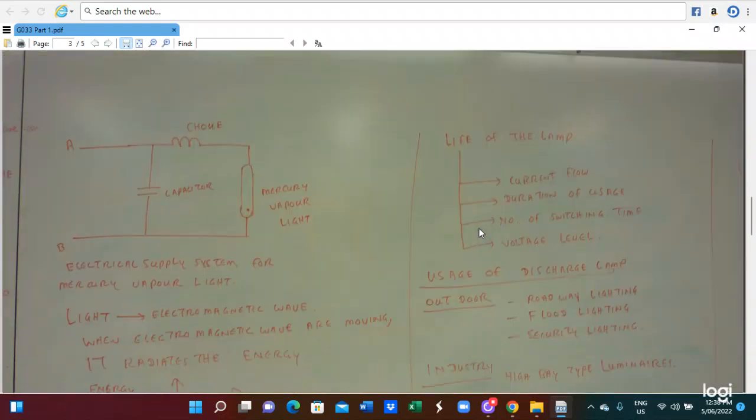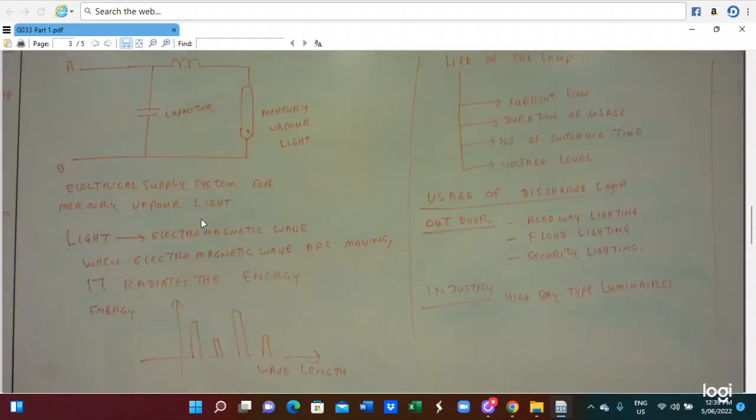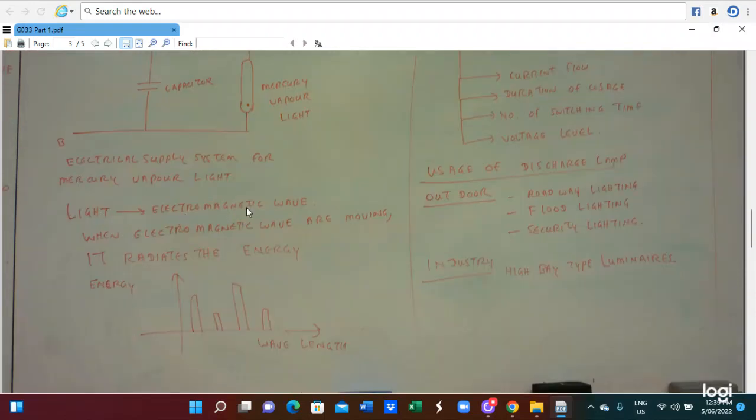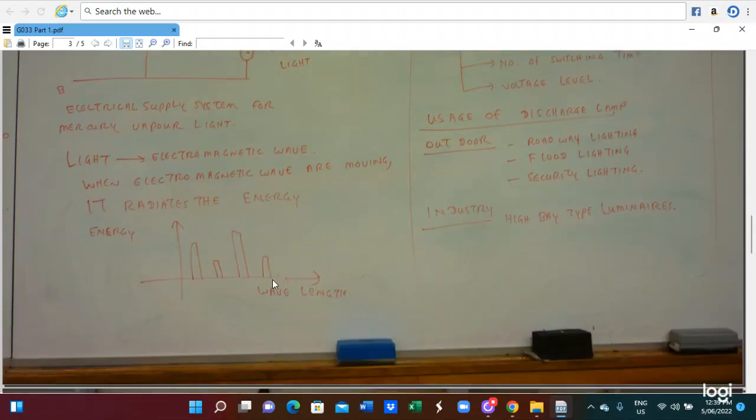This is the lighting circuit diagram here. This is the choke, this is the capacitor, this is the mercury vapor light. So the electrical supply system for the mercury vapor light is this diagram. Light is an electromagnetic wave. When the electromagnetic waves are moving, in this case the I squared R radiates the energy waves. This is the wavelength and the energy level. We can draw the graph like this.